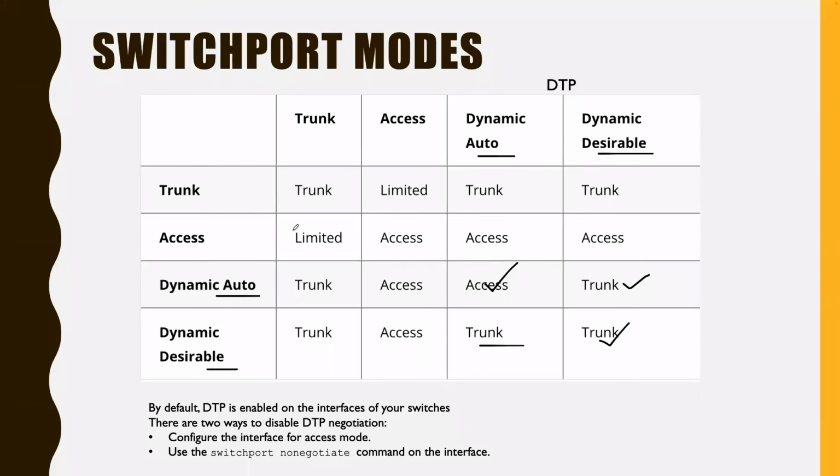Similarly, if I manually define trunk on both sides, it will be a trunk. If one side is defined as access and the other side as trunk, there won't be any trunking. Both sides defined as trunk will form a trunk. Or if one side is auto and the other side is manually trunking, then also the trunk will form.